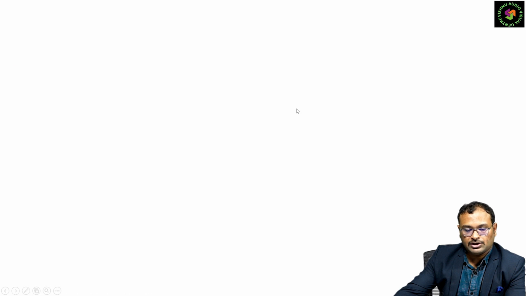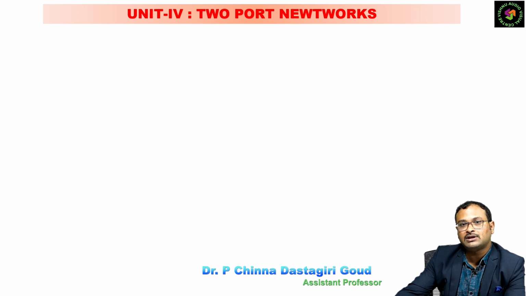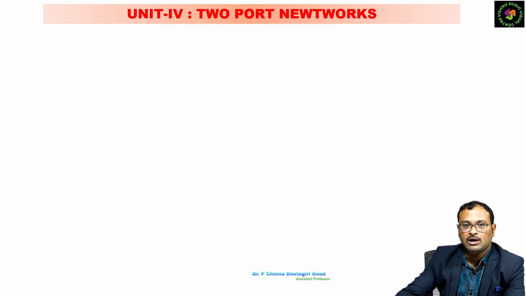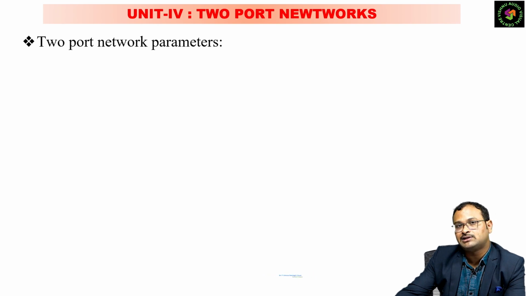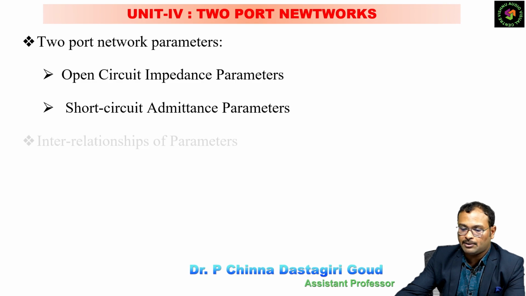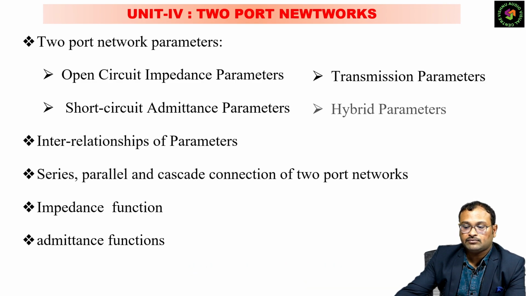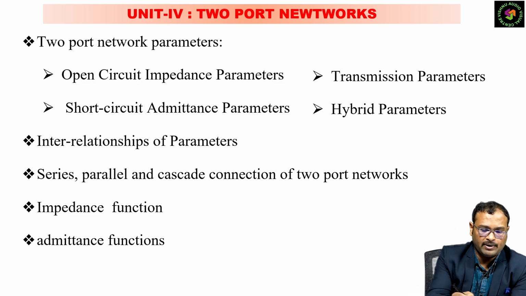Then the fourth chapter, we are going to deal with the two-port networks. Up to now, whatever networks we've seen, we were reducing the networks and analyzing the networks and theorems. But these two-port networks will help us to see the complete networks in two ways. So two ports will be available. In two-port networks, we'll see first the parameters, that is open circuit impedance parameters, short circuit admittance parameters, and then also we'll see the transmission parameters and hybrid parameters.